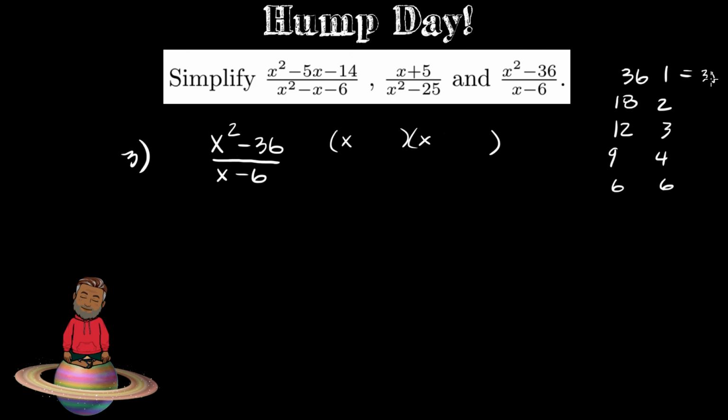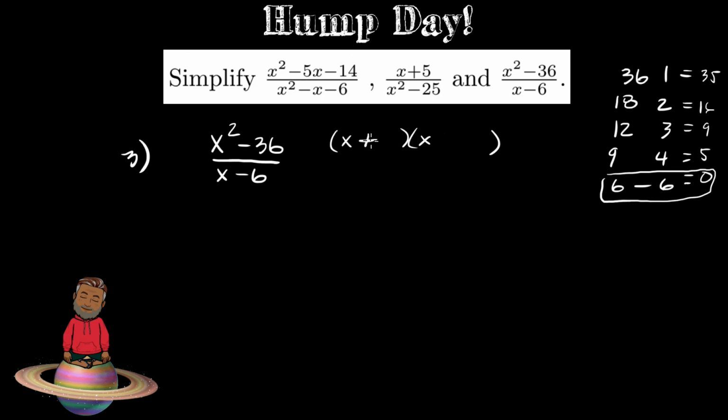36 minus 1 is 35. 18 minus 2 is 16. 12 minus 3 is 9. 9 minus 4 is 5. And 6 minus 6 is 0. But you'll notice that there's no number in the middle, right? So since there's no number in the middle, we need it to cancel out to 0, which means this is our only possible answer, 6 minus 6.